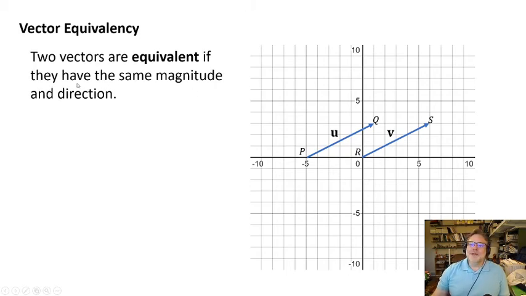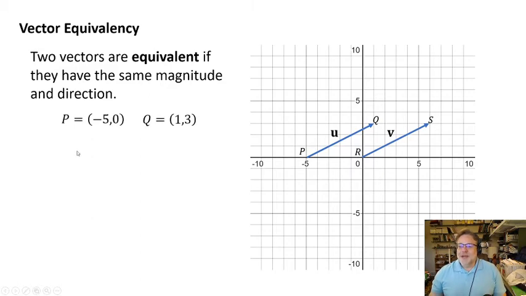Two vectors are equivalent if they have the same magnitude and direction. They're in separate locations here, but do they have the same magnitude and direction? Well, here are the points that these two vectors start and end at. Here's P and Q, here's R and S.